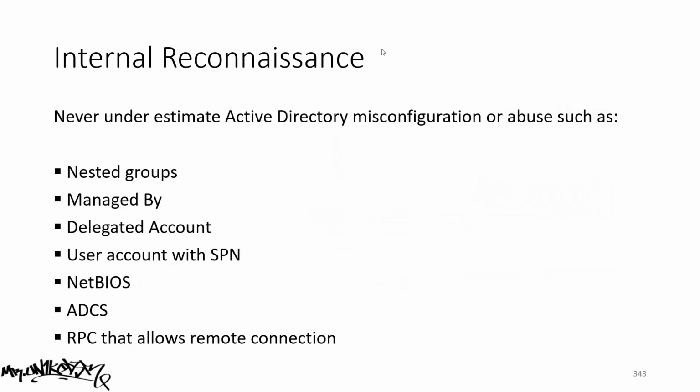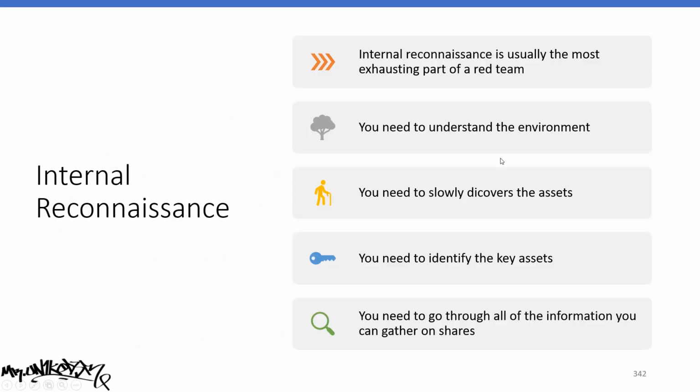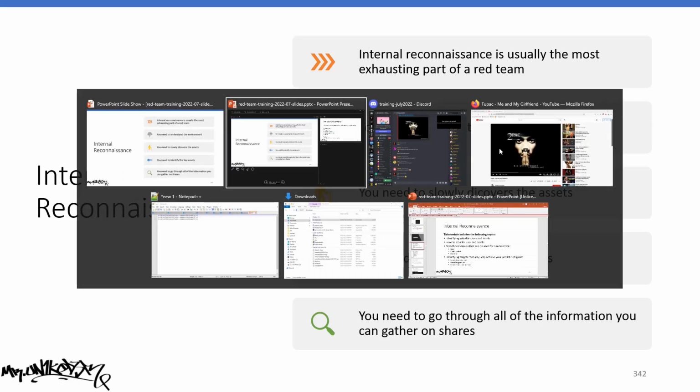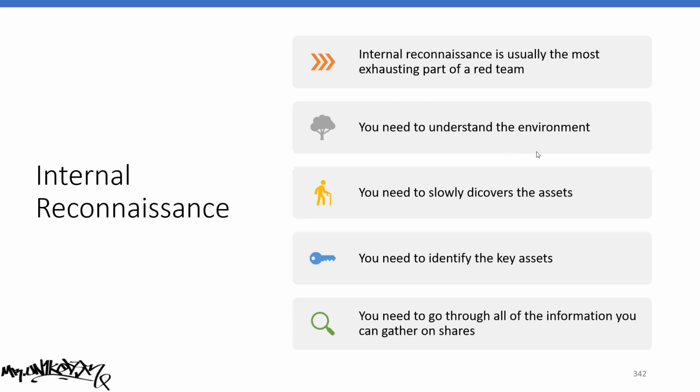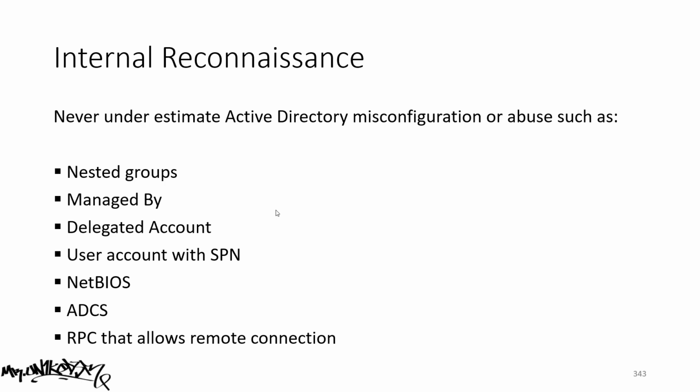Let me actually go back to the previous slide real quick. So the point is that discovery is slow and it takes time, especially when you do internal reconnaissance, because it's time consuming, especially depending on the size of the organization that you're targeting. You should also never underestimate Active Directory misconfiguration abuse, such as nested groups. We come across so many cases where they had nested groups inside of other groups that led to users having unexpected privilege. Managed by delegated account, unconstrained delegation and all that stuff is quite useful. The reality is not always easy to exploit it, but it's there.